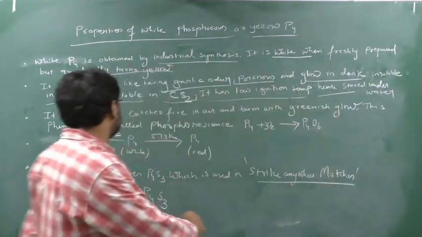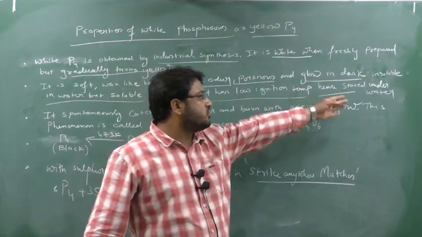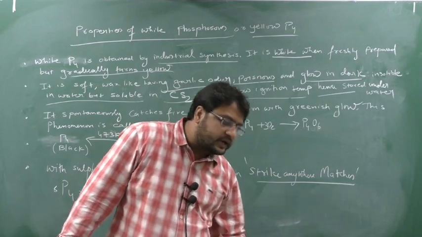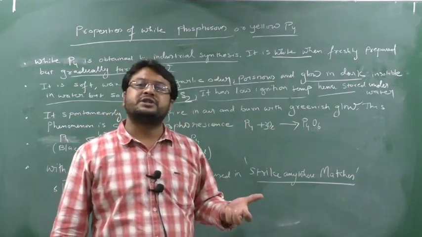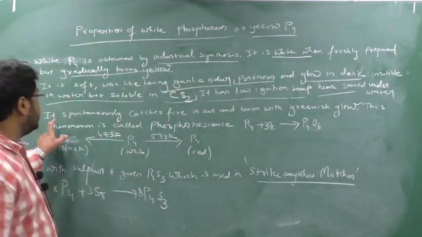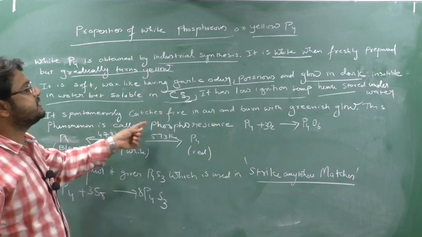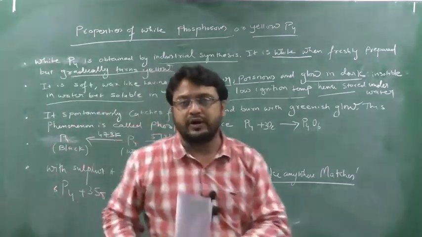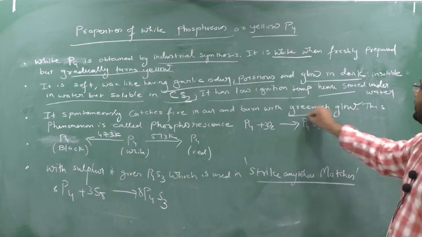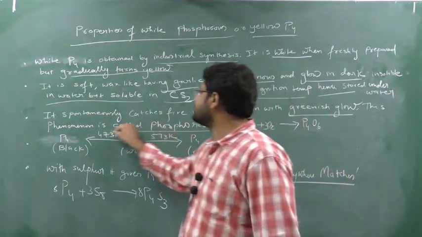Next, it spontaneously catches fire. Just now I told you it has a low ignition temperature, hence it is stored under water. If stored under water it is okay, but as soon as you take it out of the water, it will start to react with atmospheric oxygen. Spontaneously means of its own accord. So it spontaneously catches fire in the air and burns with a greenish glow, and this phenomenon is known as phosphorescence.